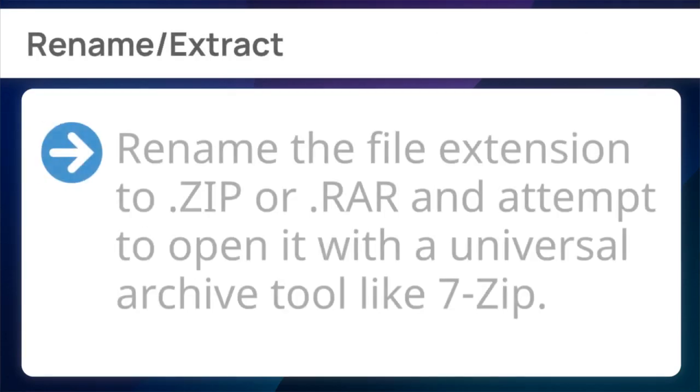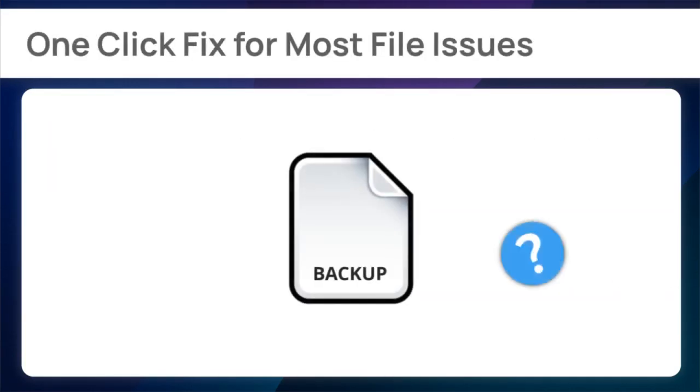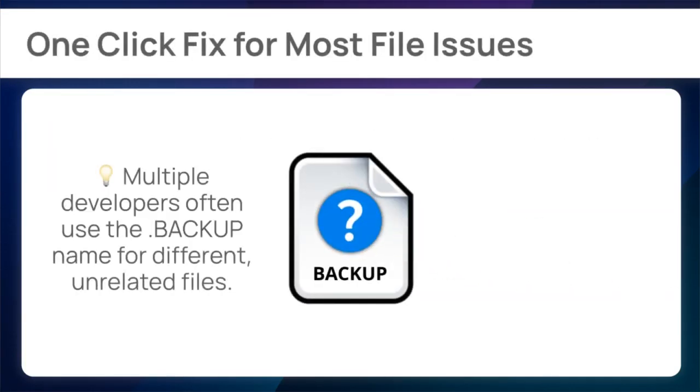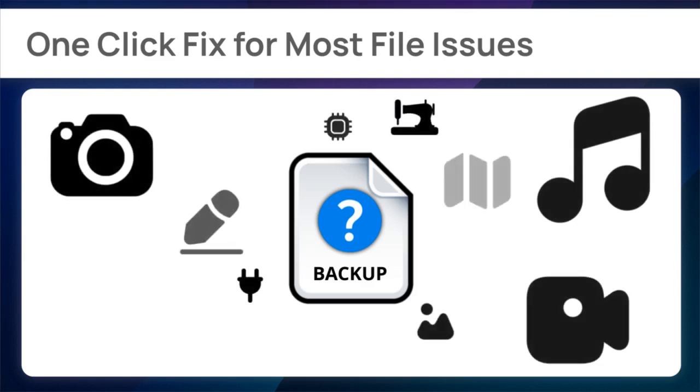Finally, rename and extract. Rename the file extension to zip or rar and attempt to open it with a universal archive tool like 7-zip. If compatibility checks failed, it is likely because the file extension name is shared by different developers for unrelated formats, causing your PC to use the wrong reading language.